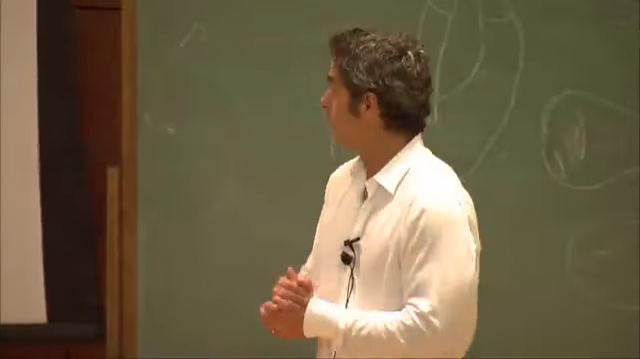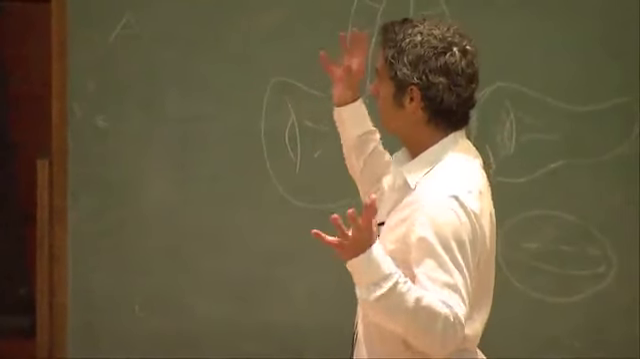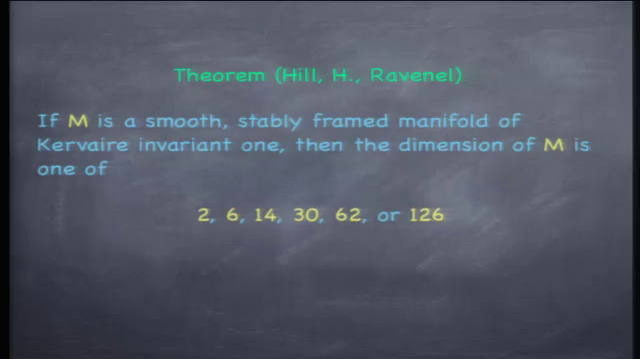But just to let you know, this invariant went on to be a theorem that I proved with Mike Hill and Doug Ravenel in 2009. It says this thing I'm showing you with surfaces is very special in all of geometry. It can only happen in dimensions 2, 6, 14, 30, 62, and we don't actually know if it can happen or not in dimension 126.